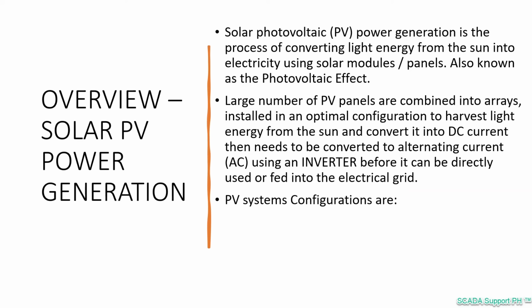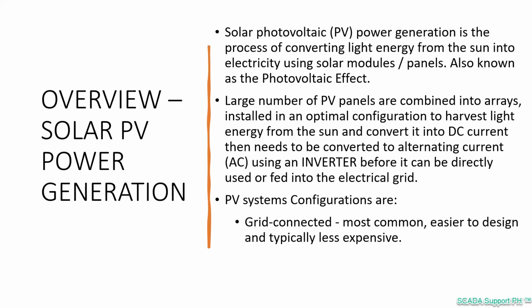PV systems can also be installed in grid-connected or off-grid configurations. Grid-connected configuration is commonly used because it is easier to install and less expensive compared to off-grid PV systems, which mostly rely on batteries.